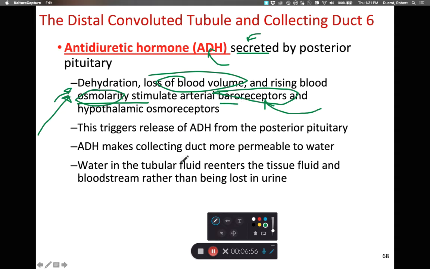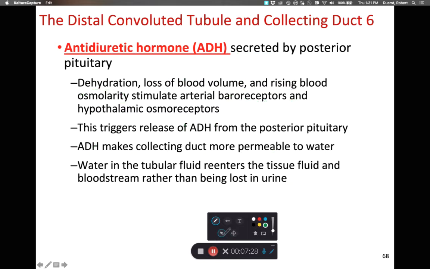Baroreceptors, not blood receptors. I promise I can read. So as we look at ADH, those things will trigger the posterior pituitary to release ADH. ADH is then going to travel to the collecting duct within the nephron, causing the cells of the collecting duct to express more aquaporins and have increased permeability to water. And then water that's within the tubular fluid will preferentially re-enter the tissue fluid by moving with its concentration gradient, as opposed to losing that water within our urine.